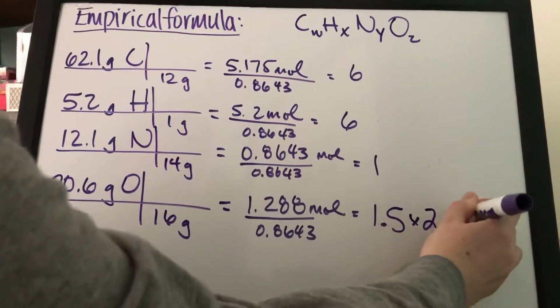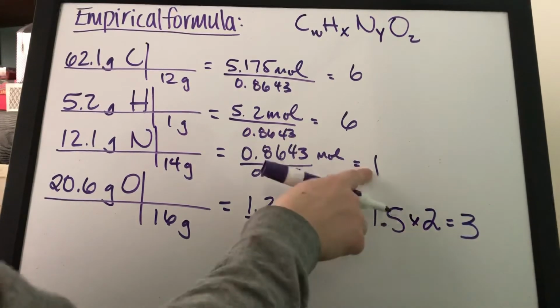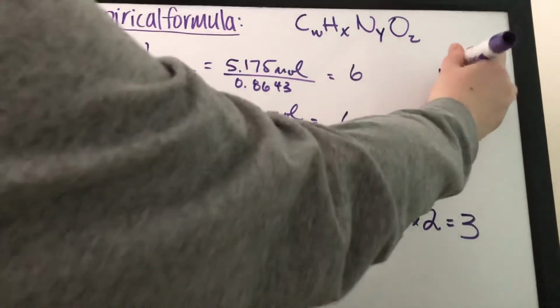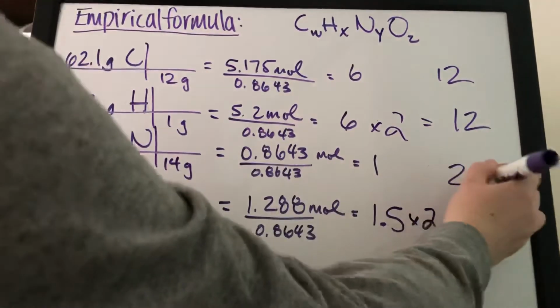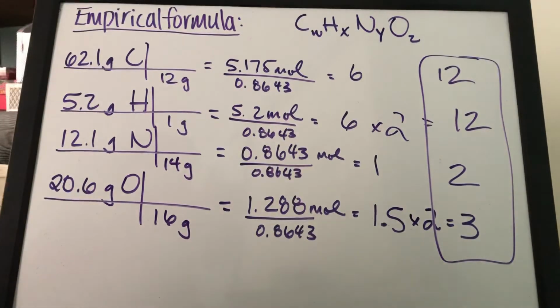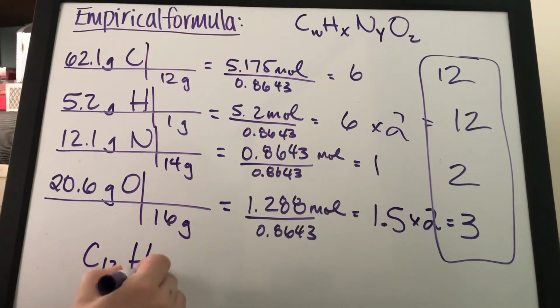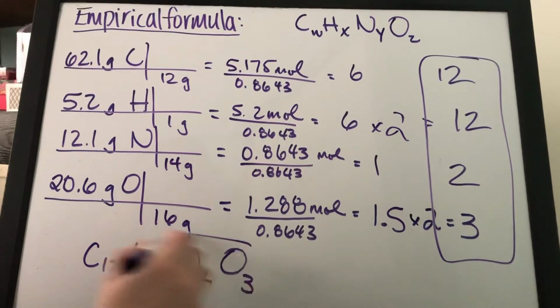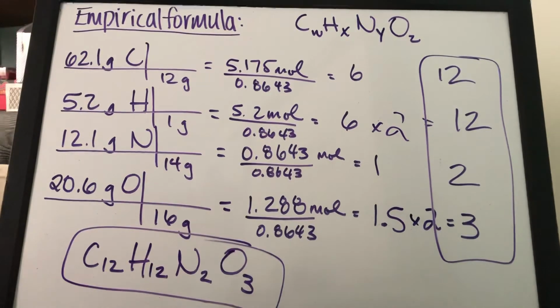But if I multiply this by 2, I have to do the same thing to these other ones. So all of these get multiplied by 2, which is going to give me 12, 12, 2, and 3. Notice 12 to 12 to 2 to 3 cannot be reduced, and so my empirical formula is C12H12N2O3. And there it is, my empirical formula for this.